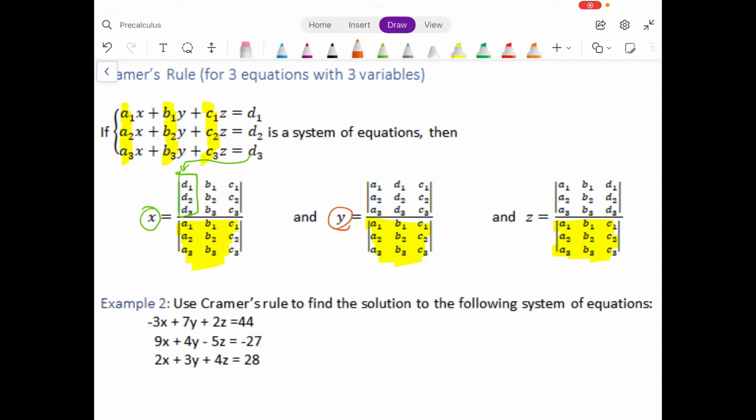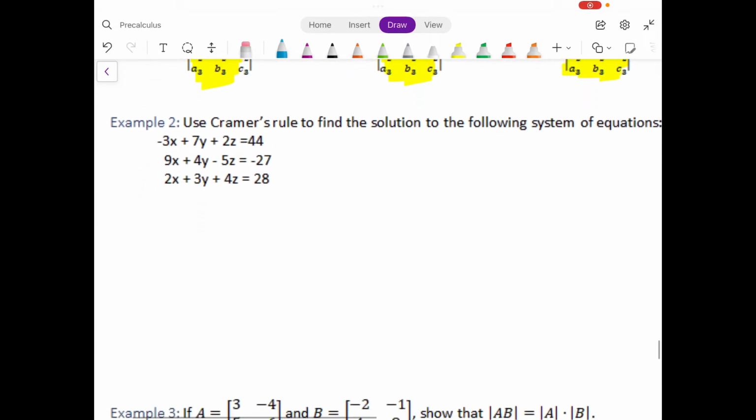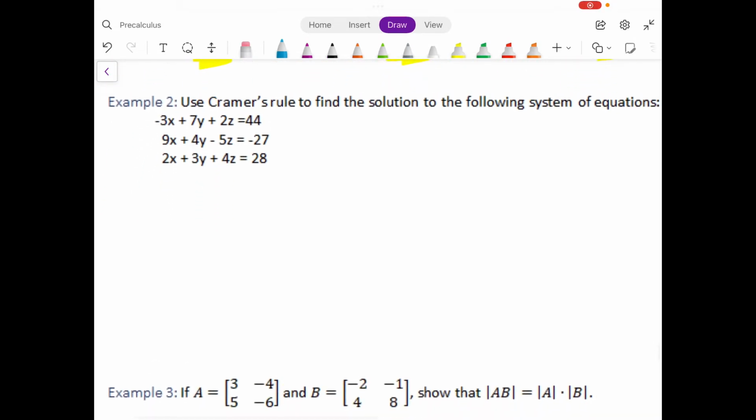To find y, we took the constants and put them in for our y value. And to find the third variable, z, we took out the z coefficients and put in the constant coefficients. So exact same concept, just on a bigger scale because we're working with 3x3s. All right, so these sometimes take a little bit of time, but they are definitely doable.